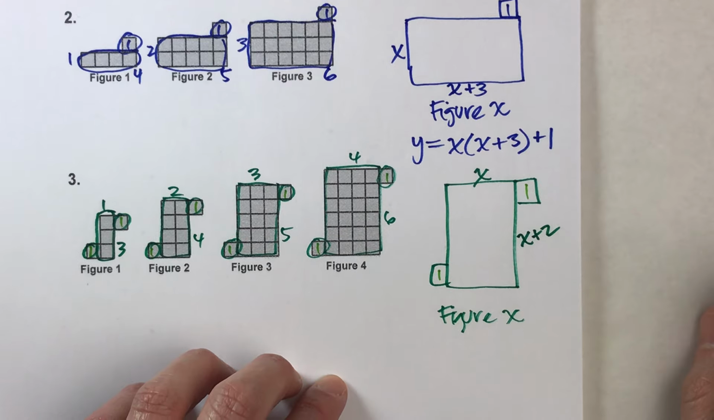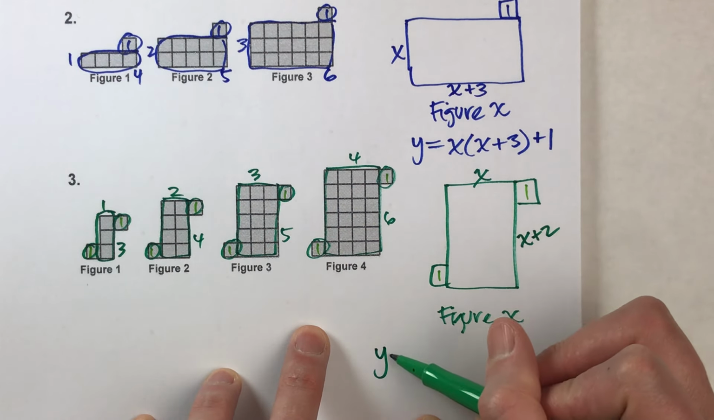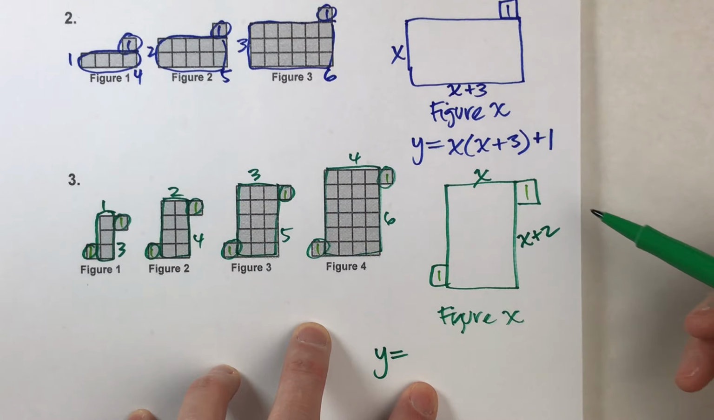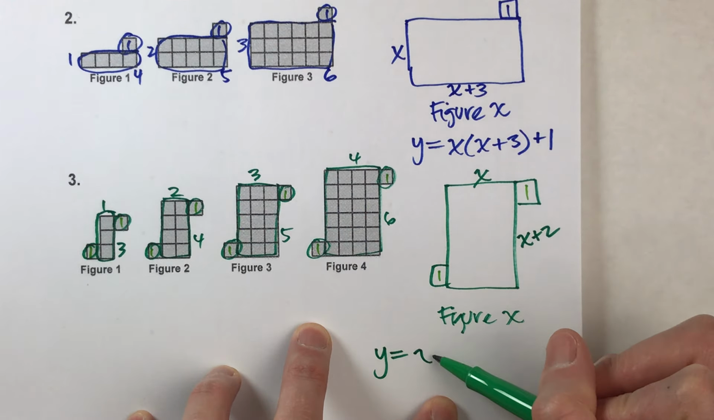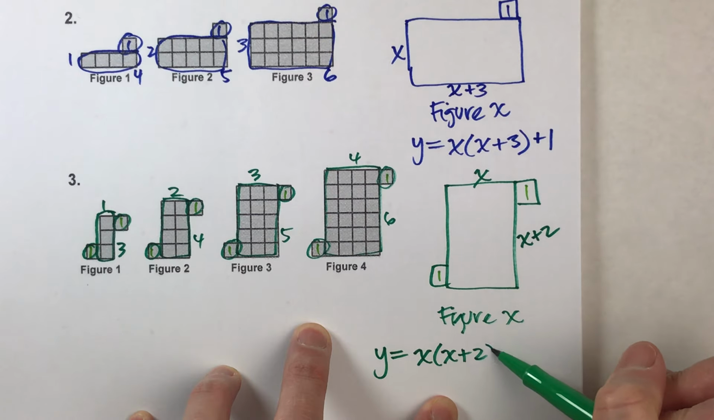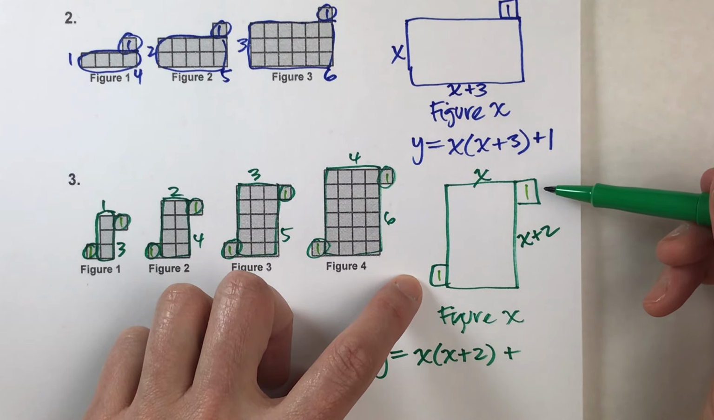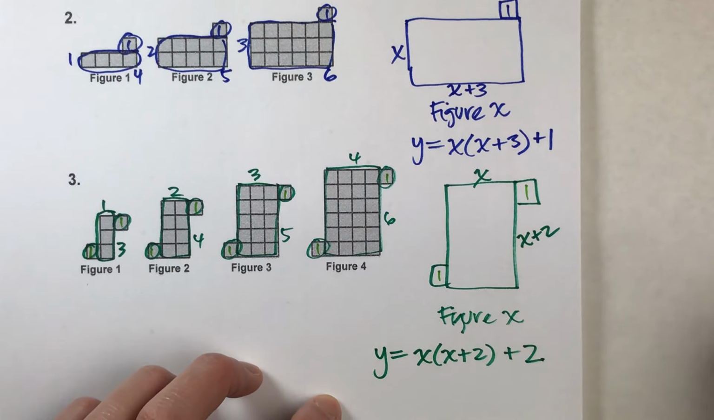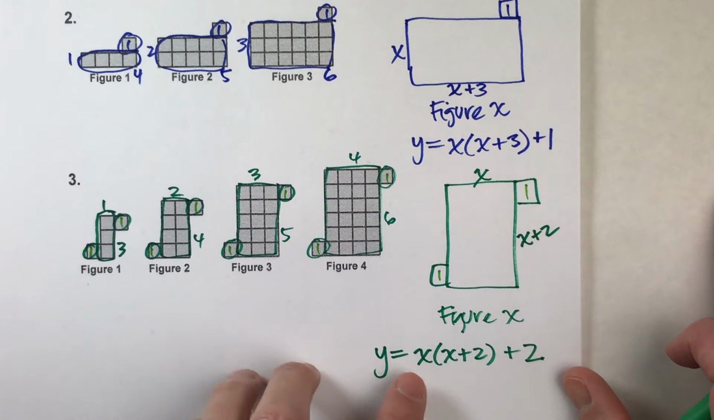All right, we now have enough information to write an equation for the number of squares here. So the number of squares is going to be the number of squares in this rectangle, so length times width, x times (x plus 2). Plus, we have to add on those additional 2 extra squares. There's your equation. And again, if you want to check it to make sure it works, you can pick any of these figures and try it.